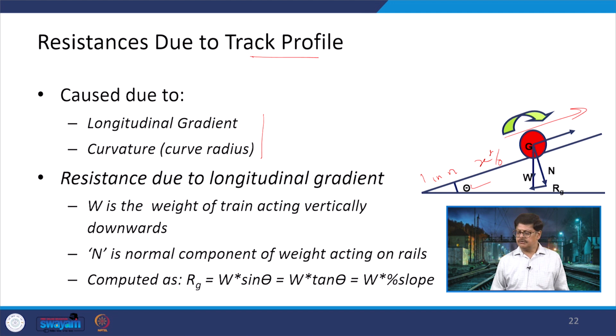There are different ways in which it can be done. Now, when we are talking about this resistance, the weight is acting downwards. This is a normal force which is acting with respect to the surface, and there is a tractive force in this particular form. So, the resultant Rg, which is acting along the surface but in the opposite direction, is W sin theta, or W tan theta if the angle theta is very small, which it usually is for train tracks. Or it can also be written as W into the percent slope. So, this is how we can calculate the resistance due to the longitudinal gradient.